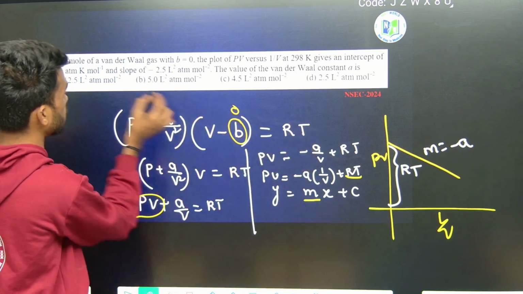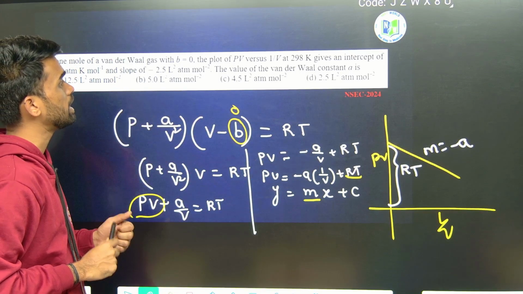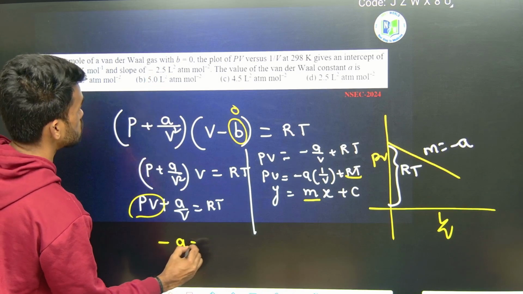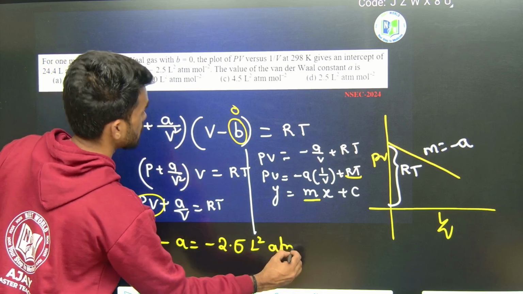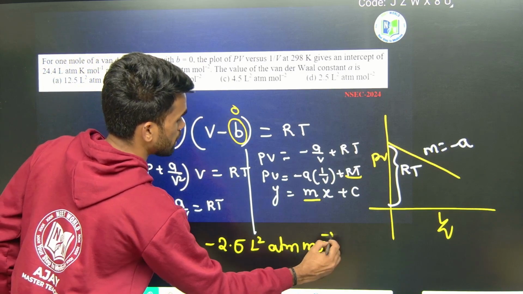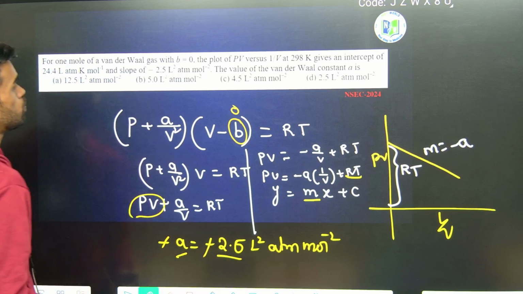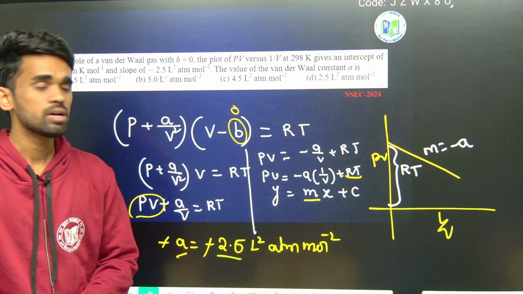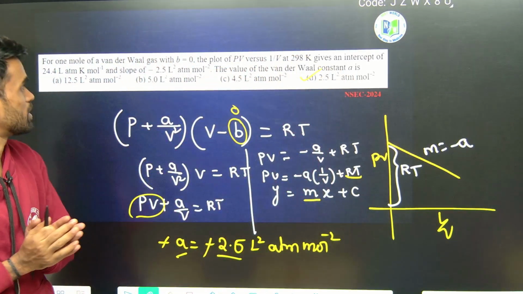So what is your A value here? They are saying the slope is minus 2.5 liter square atm by mole square. So minus A is equal to minus 2.5 liter square atm mole power minus 2. Now the minus minus you can remove. So A will be 2.5 liter square atm per mole square. So you have option number 4 as your answer for this particular question, right?